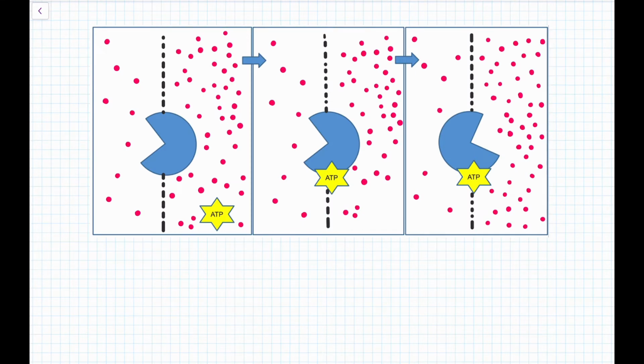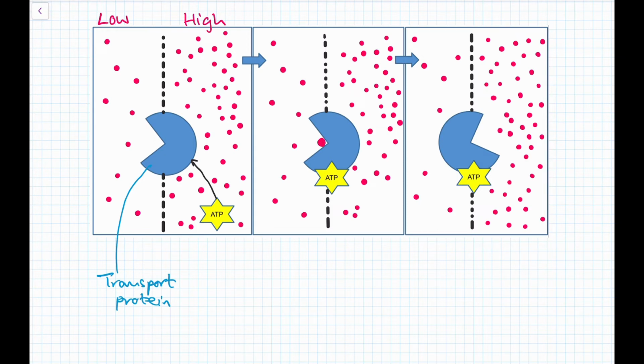In this diagram, you see the molecules on the right are at a higher concentration than those on the left. In order for a substance to travel through the membrane against the gradient, it has to pass through a transport protein shown in blue here. As the molecules enter the transport protein, a molecule of ATP comes into contact with the protein, and the energy released makes the protein change shape.